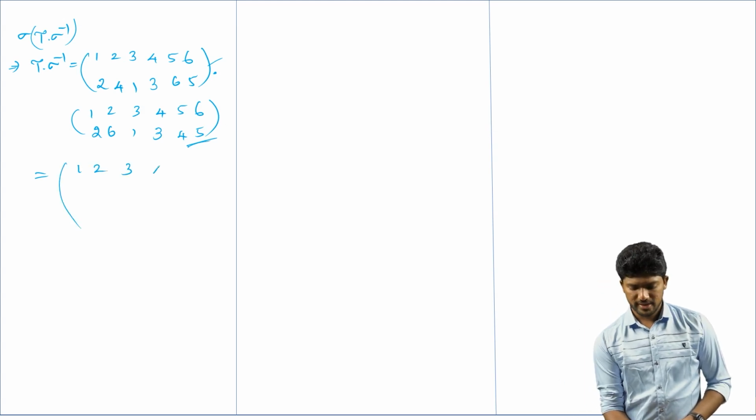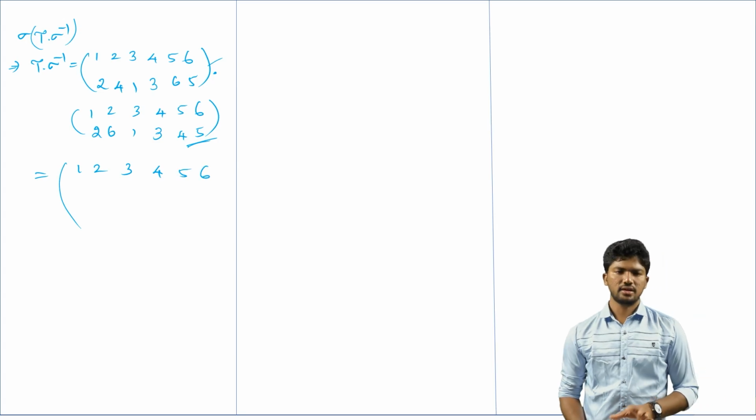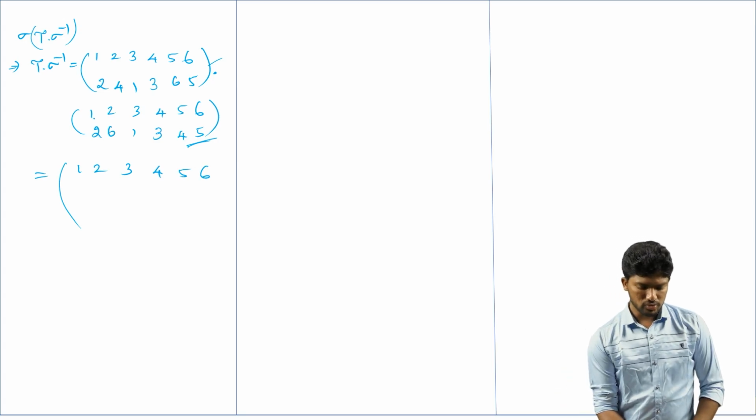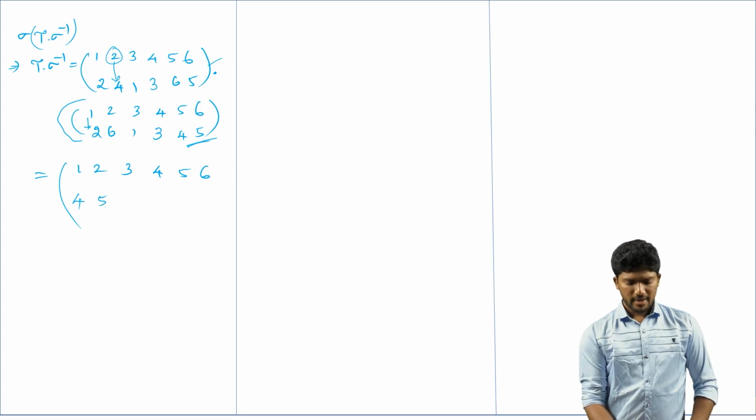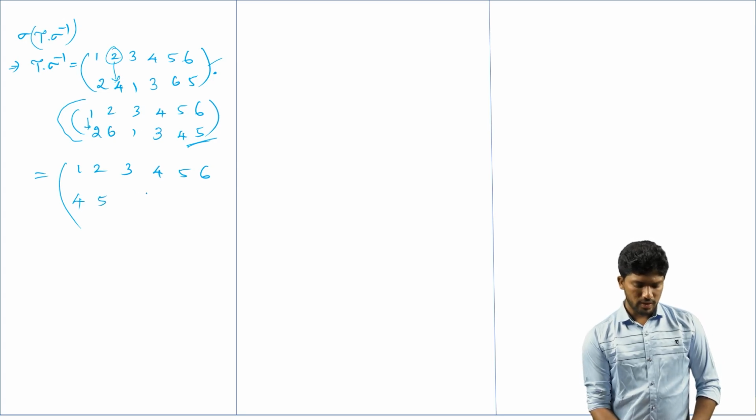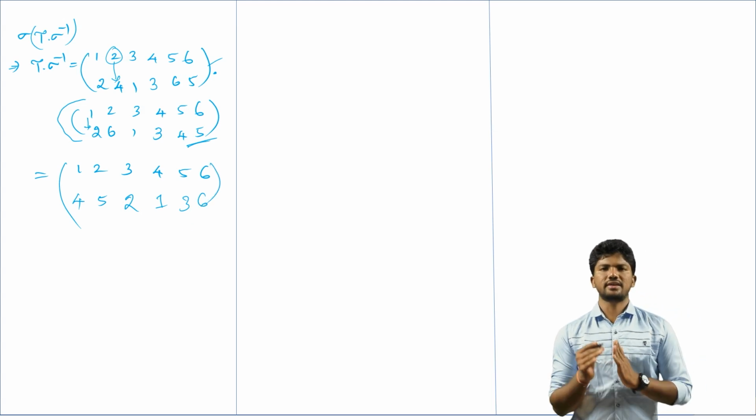1 2 3 4 5 6 is the first row, it is trivial. Next 1 2 2, and this 2 goes to here, 2 to 4. So 1 to 4, 2 to 6, 6 to 5, 3 to 1, 1 to 2, 4 to 3, 3 to 1, 5 to 4, 4 to 3, and 6 to 5, 5 to 6. Okay. This is the multiplication of tau into sigma inverse.